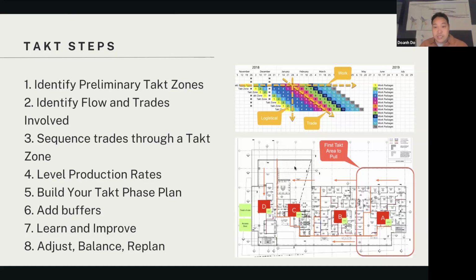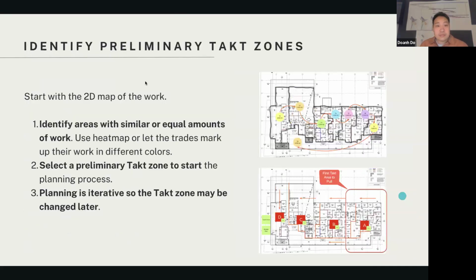So the first step is really you take the building, and you just look at how much work there is to do, right? What we normally recommend is that we have each trade go in there and take a marker with that color and just mark up what work they're doing. And then from there, you're going to be able to see a heat map of how much work each trade is doing. And from there, you can then start breaking into preliminary zones.